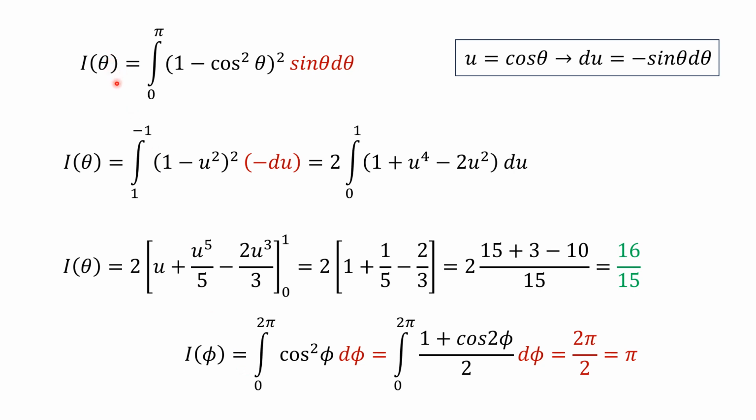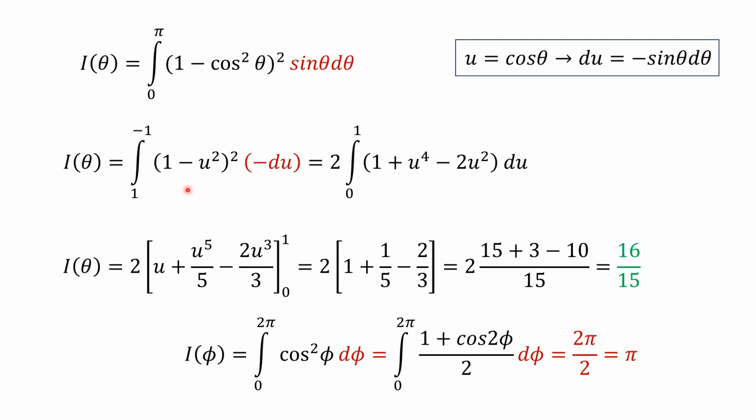Now the theta integral is 0 to pi, (1 minus cos squared theta) times sine theta d theta. Now you take cos theta as u, then du is equal to minus sine theta d theta, remember that this is minus sine theta d theta. Now you replace this here. So (1 minus u squared) times sine theta d theta becomes minus du.